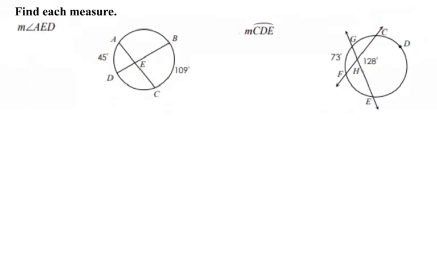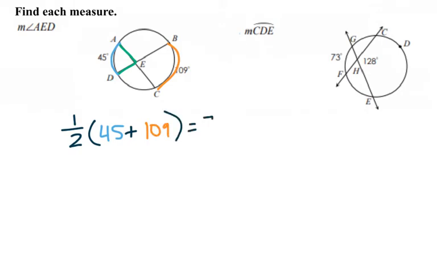Let's use that, and we're going to do this one really quickly. I want to find AED. It's right here in green. So I'm going to do 1/2 the arc inside, 45, plus the arc directly across, 109. I put that in my calculator, and I get that it is 77.